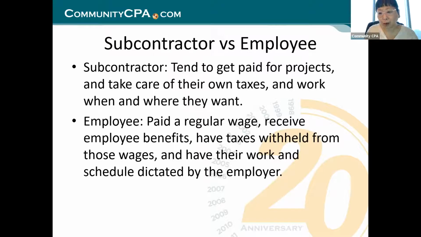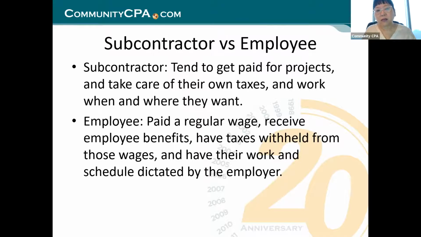Employees are paid regular wages, right? They receive employee benefits and have tax withheld from their dollars. They have their work scheduled in a predictable manner, whether it is 8 to 5 or even 12 midnight to 3 a.m. However you schedule them, they are scheduled. So they're predictable and they're dictated by the employer.